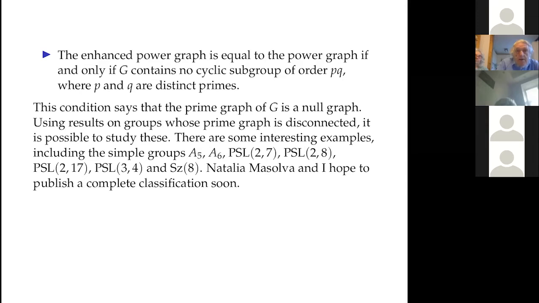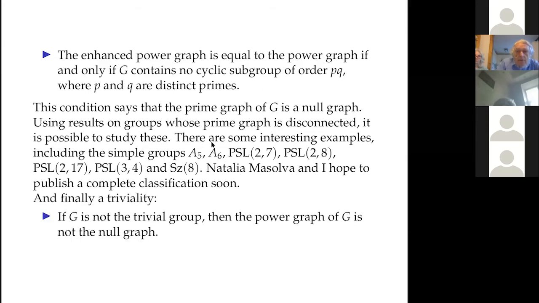So that's the enhanced power graph equal to the power graph. The final case would be, when is the power graph equal to the null graph? Well, it can't be if G is not the trivial group, because the identity is always the power of any non-identity element. So that tells us when two of these graphs are equal.